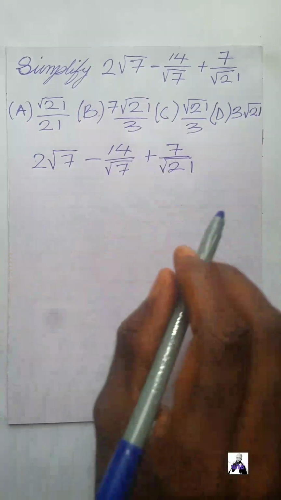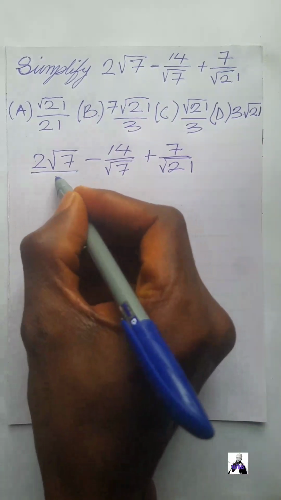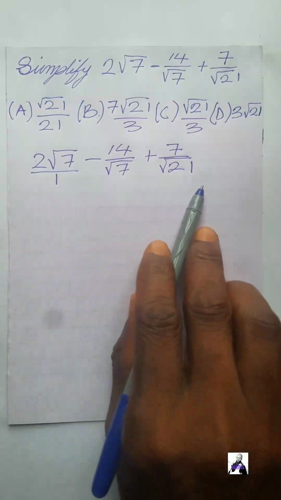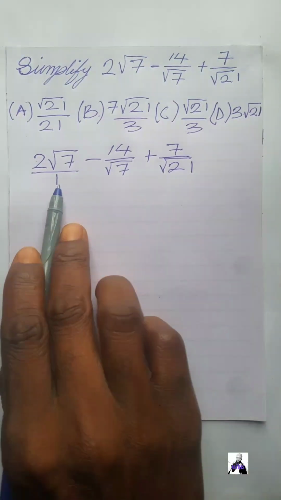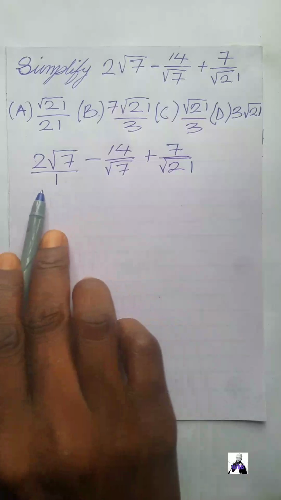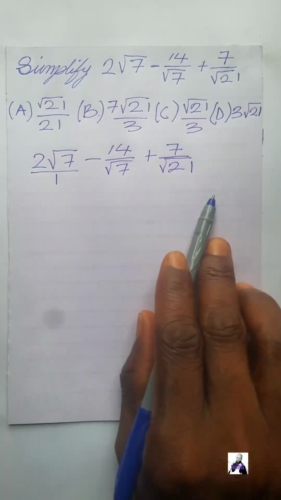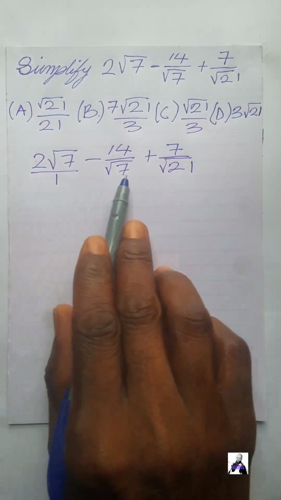So how do you handle fractions? Let me just put over 1 here. How do you handle fractions? By finding a common denominator for all of them. We call that the LCM. So let's get the LCM of 1, root 7 and root 21.